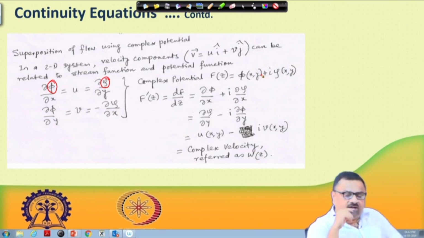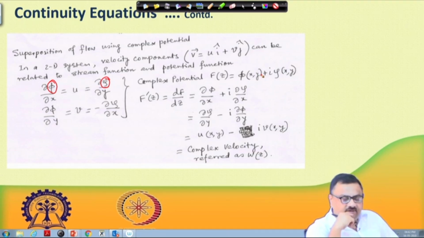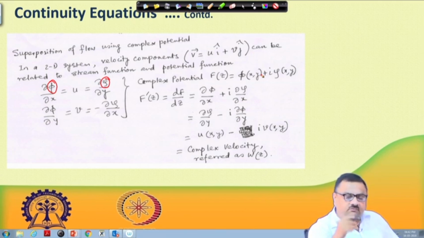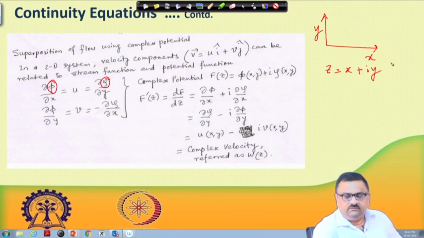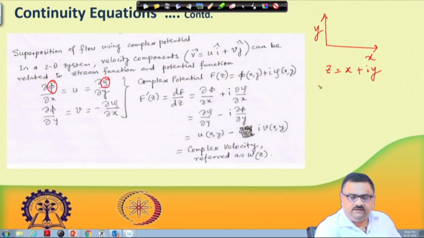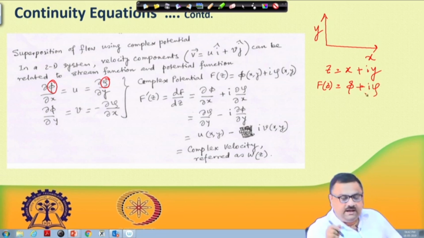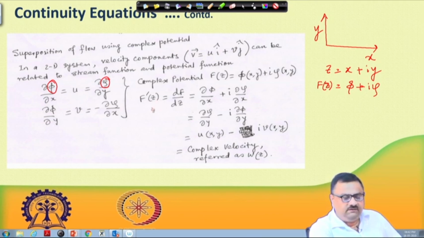So, now if this is the complex potential and we want to take a derivative of it, we have the coordinates x and y. We write z as x plus i y. Now we write f(z) as phi plus i psi. If we want to take a derivative of this f(z), what we get is df.